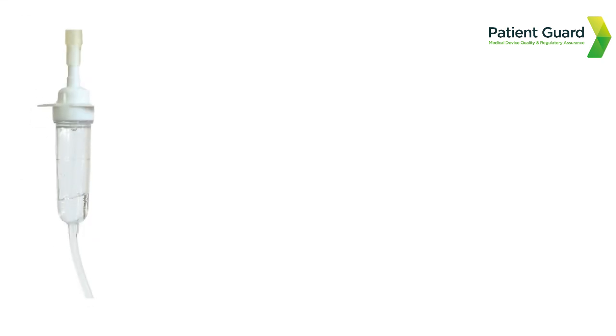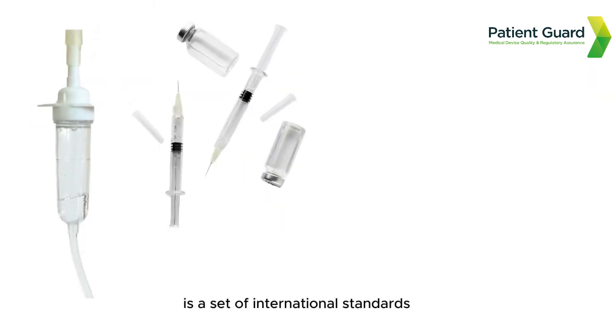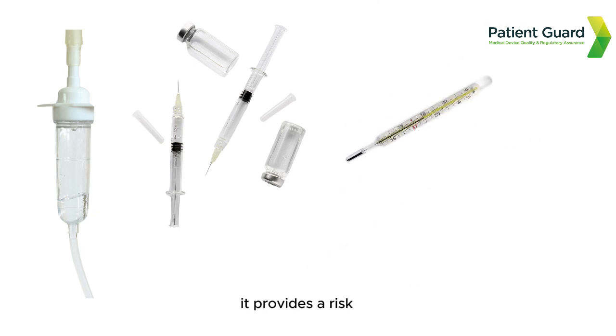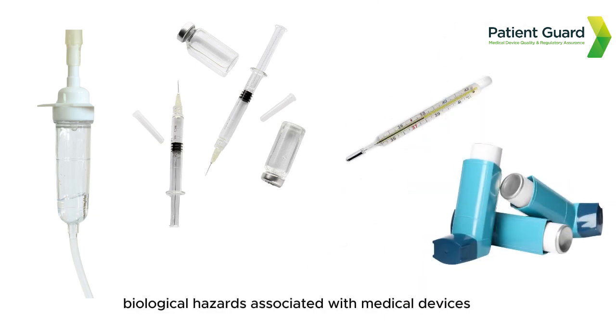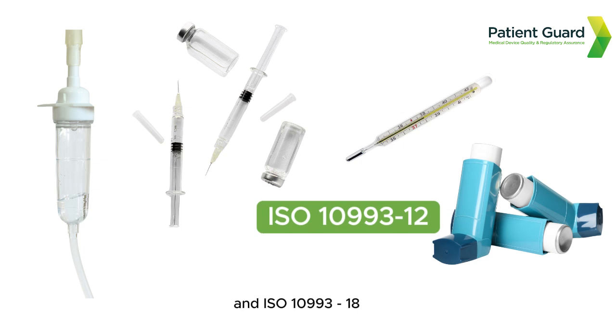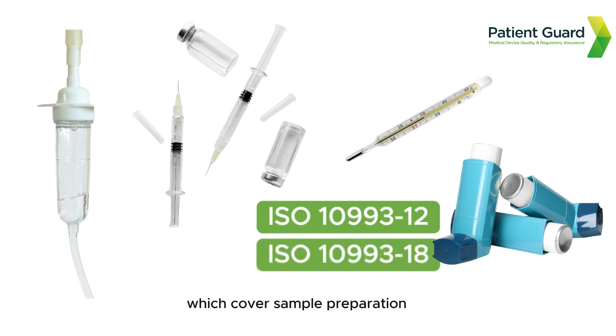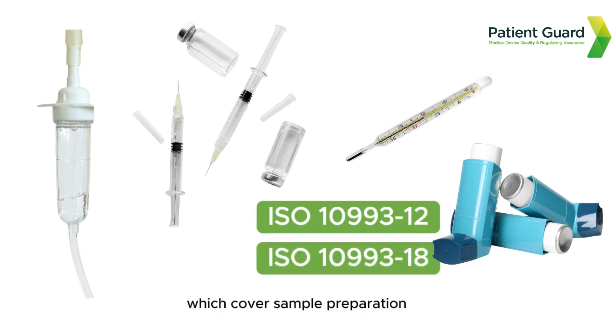ISO 10993 is a set of international standards for the biological evaluation of medical devices. It provides a risk management framework to identify potential biological hazards associated with medical devices. E&L testing falls under ISO 10993-12 and ISO 10993-18, which cover sample preparation and chemical characterization, respectively.